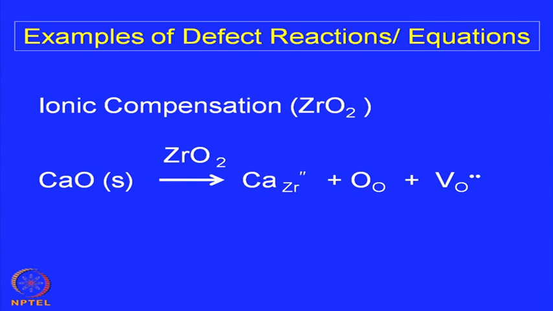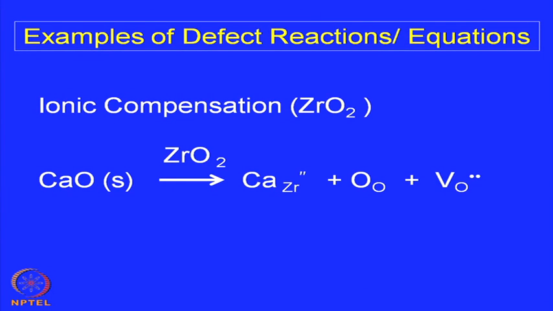Now, we have already seen some reactions, how to write reactions. This is another few examples in a slightly different way. There are two possibilities. One is what we call the ionic compensation, because we are talking about non-stoichiometric oxides. So, the right kind of ratio is not there, and both the species are charged species.